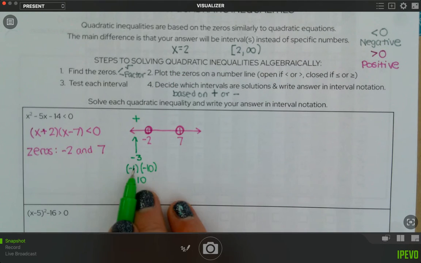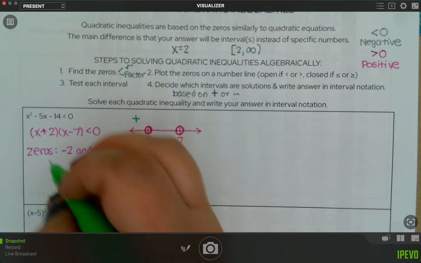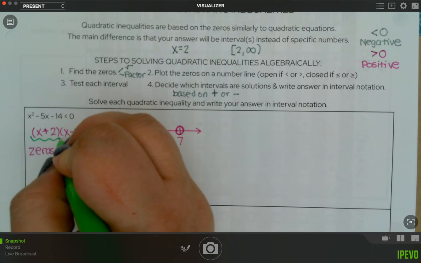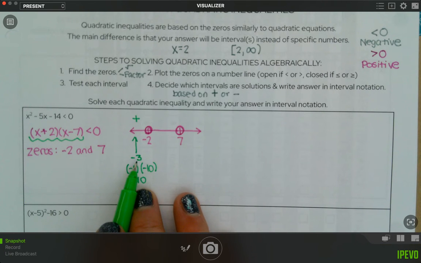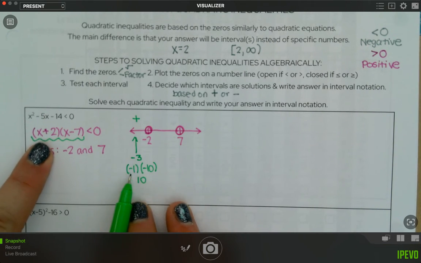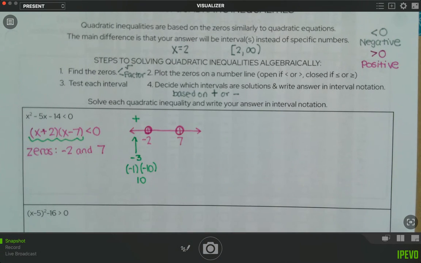You could also plug it back into this equation right here. I'm just going to say that one more time. I am plugging it into this. That's where I substituted the negative 3. So negative 3 plus 2, negative 3 minus 7 is 10.